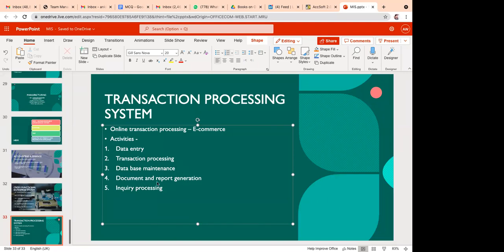After that, document and report generation. Documents mean your bills, delivery schedule, payment mechanism, any facility or card transaction, each and every report provided by the company to the customer. And ultimately, last but not the least, inquiry processing. Inquiry processing is basically in case of any issues, when it comes to your delivery, to prices, to any complaint you want to raise, everything comes under inquiry processing. So it's one of the basic important points when we talk about this portion of the transaction processing system.